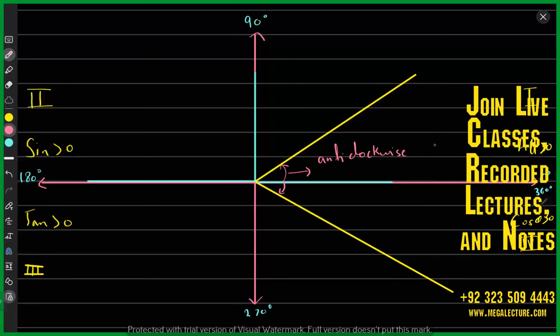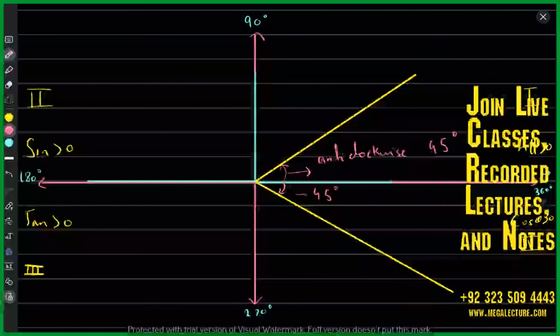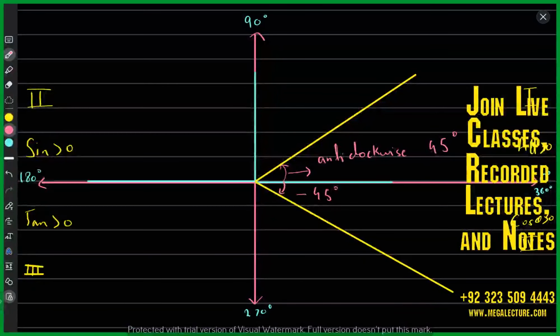So let's say the angle is 45 degrees. But if I'm measuring the angle in the clockwise direction, it is going to be minus 45 degrees. In the past, I'm pretty sure you would never have seen any negative angle. A negative angle does not mean it is less in quantity.